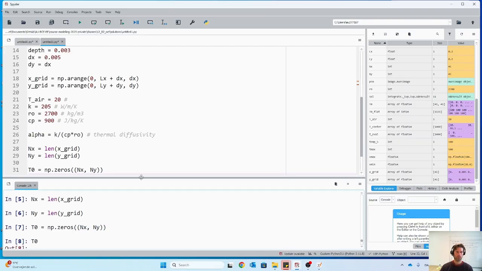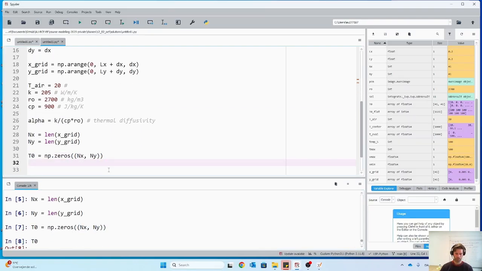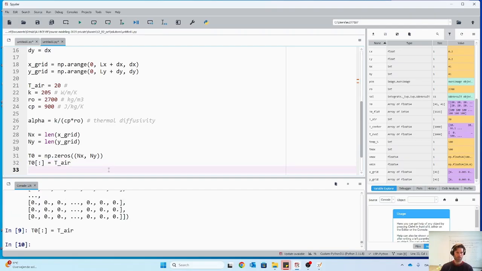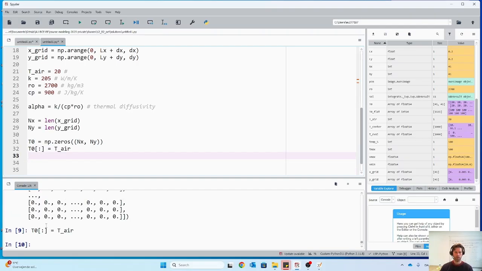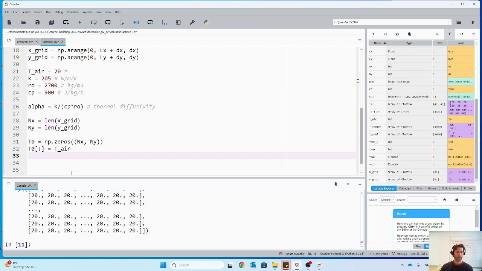Okay, but we want it to start at the room temperature. So we change all the internal and external points to the air temperature. We do it like this. So now everything should be 20, and it is. And now we have to set the boundary conditions.